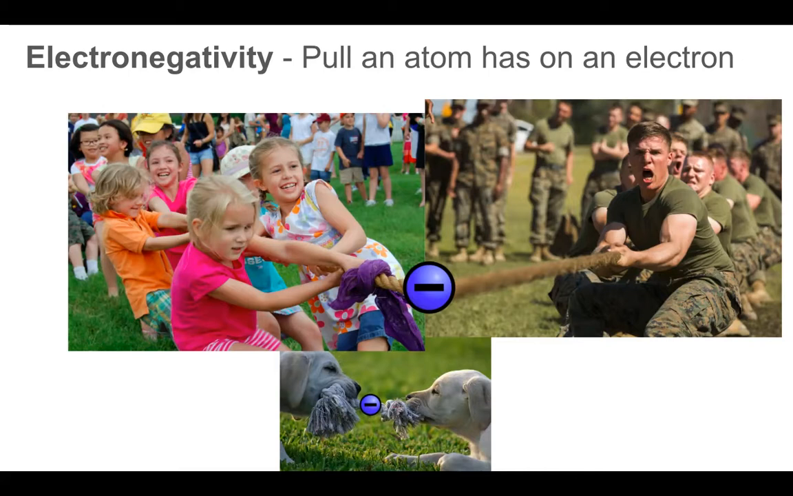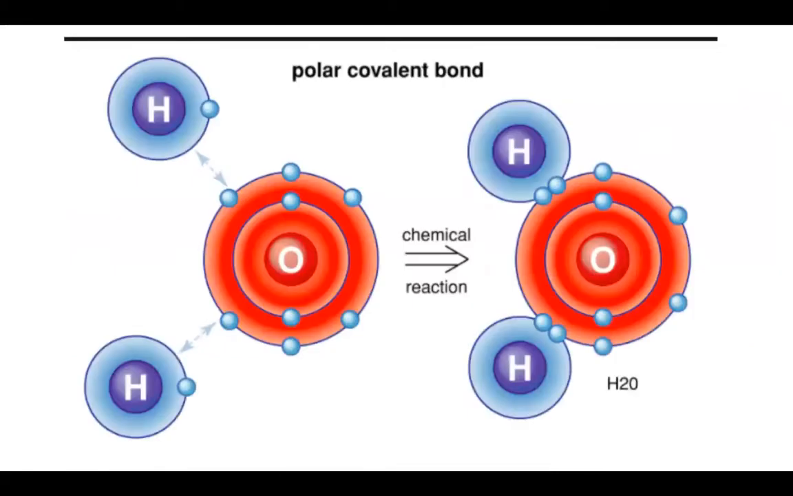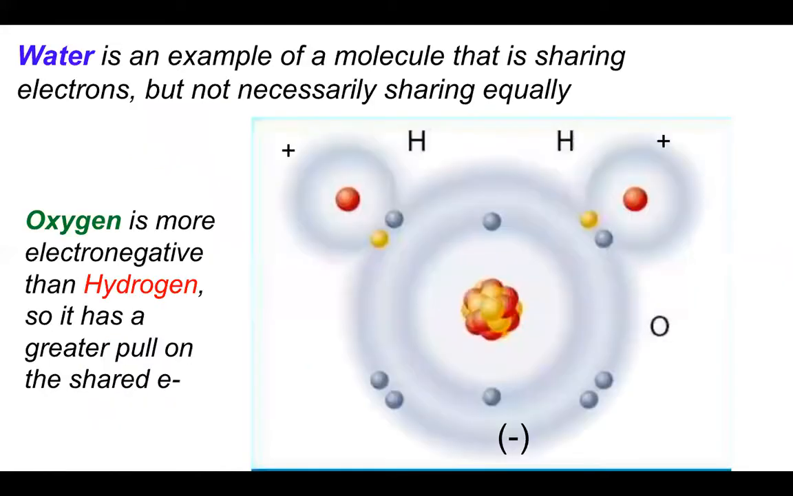And so that's what we're going to look at, because that is what's going to cause something to be either polar or nonpolar. A polar covalent bond means, again, they're sharing electrons. Here you see the hydrogens coming towards the oxygen in the first part, and then they're going to be sharing those electrons. The difference being in a polar bond, okay, the sharing is not going to be equal.